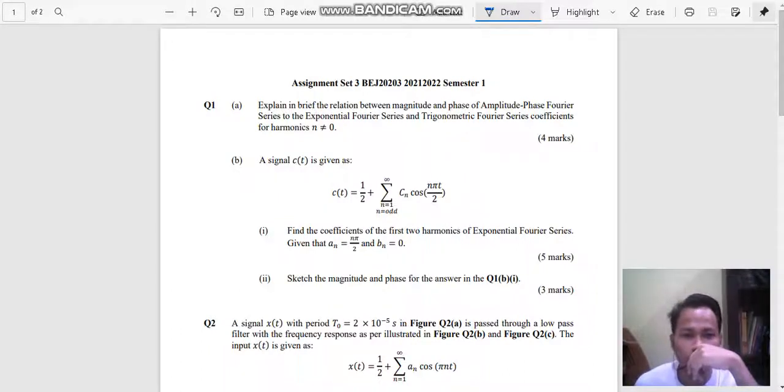Today I'm going to show you the result of the calculation for assignment 3 for this subject. My part is for question B 1 and 2.